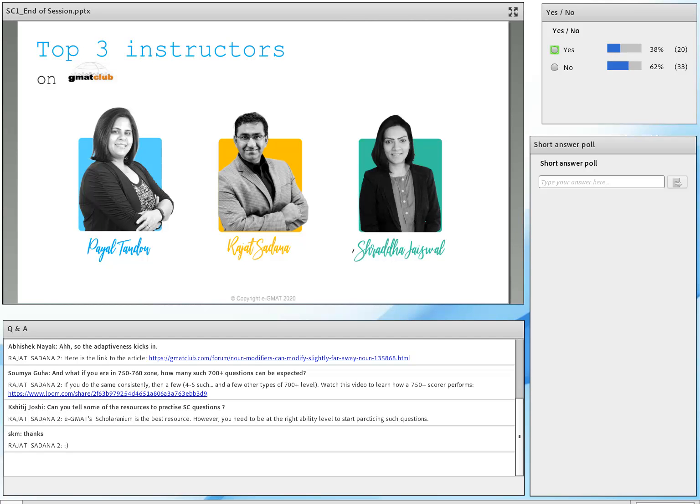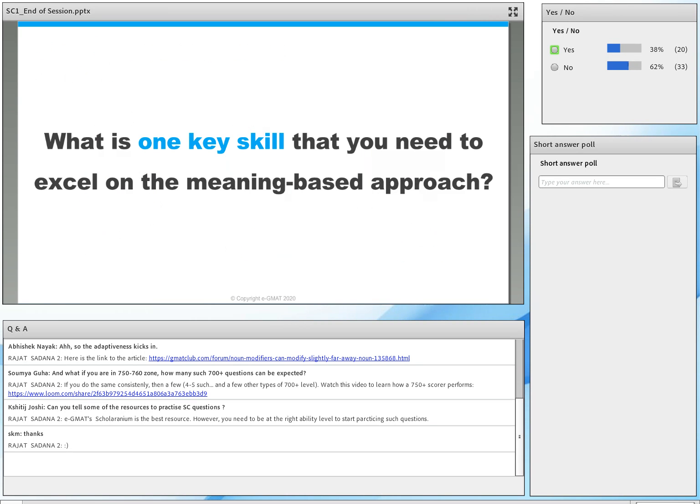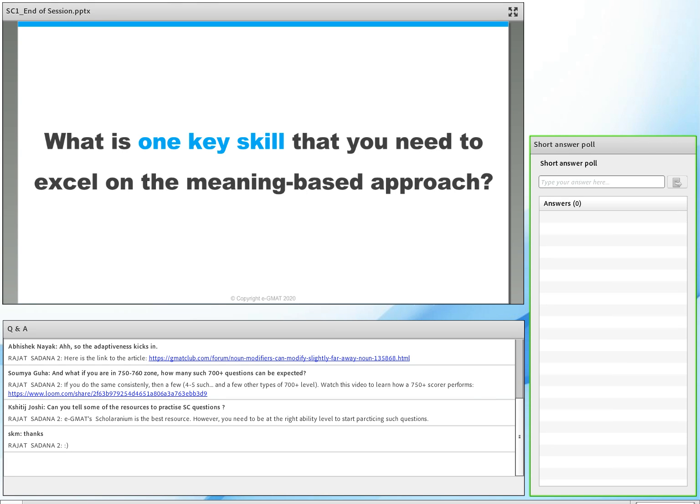On GMAT Club, you'll see about 300 instructors who are rated. Shraddha is in the top 5 instructors over there. Okay. Now, I want to ask you this one question. What is the one thing that you need to master the meaning-based approach? I'm going to just clear the yes-no poll. What is that one skill that you need?